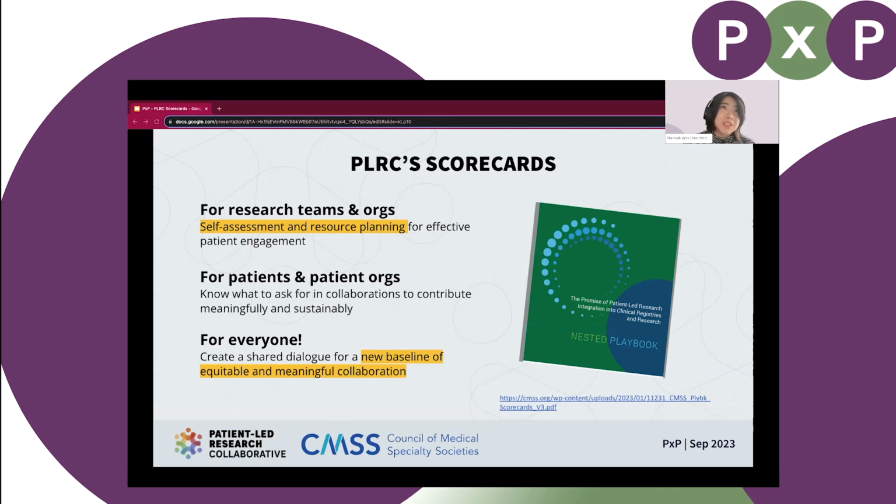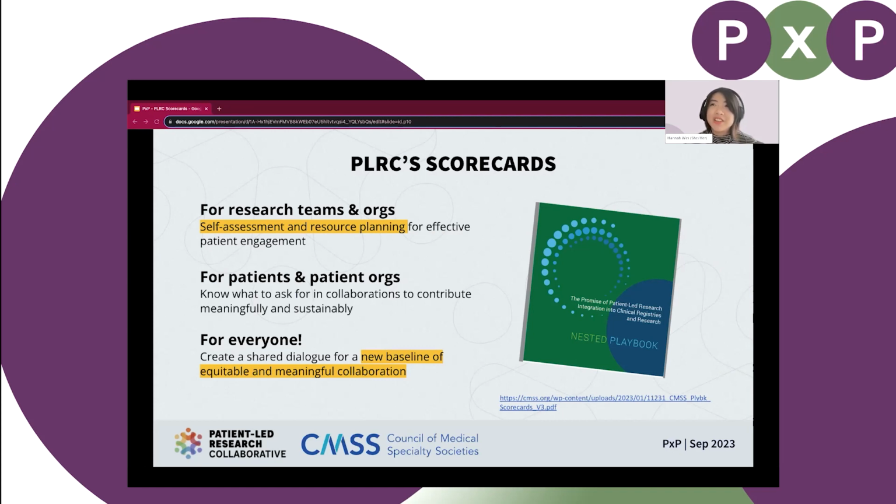This scorecard, we want this to be a self-assessment and a resource planning tool for effective patient engagement. For patients and patient organizations, it is meant to help you ask the right questions and negotiate the collaborations that benefit you. And for everyone, this is to help create a shared dialogue between patients and partners to create a new baseline of acceptable and meaningful collaboration.